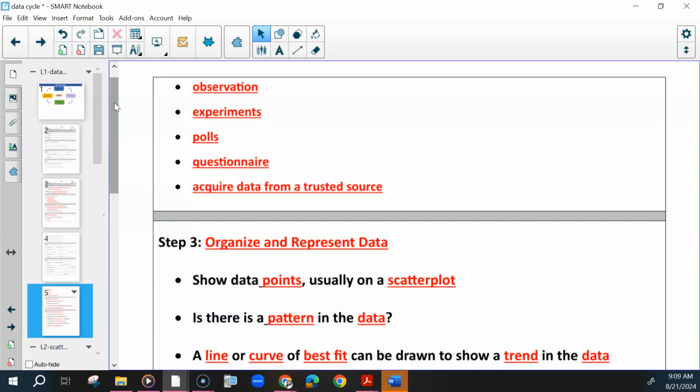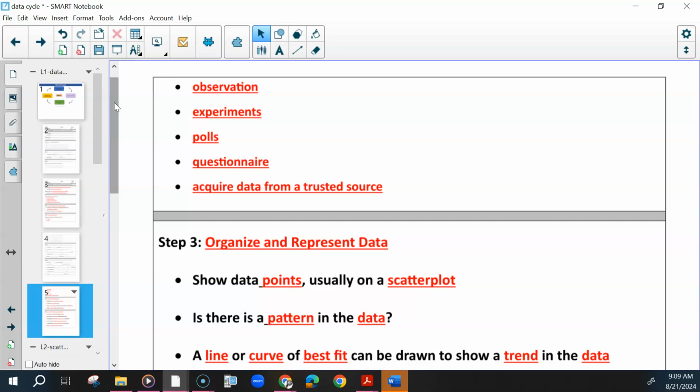So maybe not Wikipedia, but something that has been proven, that we went through, that's trusted, okay. And then after we collect or acquire that data, we're going to organize and represent it. So usually we show data points on a scatter plot. You may have done a lot of bar graphs, pie charts, histograms, stuff like that previously. We're trying to get away from those and focus more on the scatter plots.